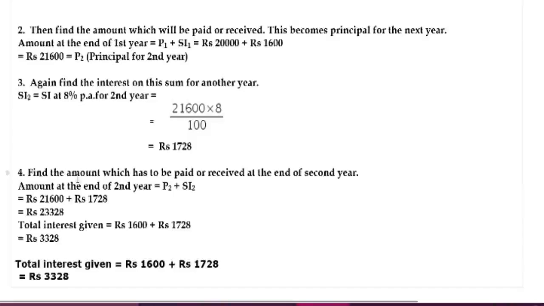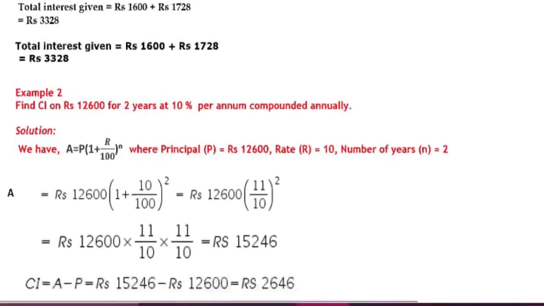Also we can find the amount which has to be paid or received at the end of the second year. That is, the amount at the end of the second year is equal to P2 plus SI2. That means the principal 21,600 plus 1,728, that means 23,328. That means the amount becomes 23,328 at the end of 2 years. So I hope you understand more by this example. In this way we are calculating the compound interest. I hope the concept of compound interest is clear now. Now we can see another example, where we are using the formula.